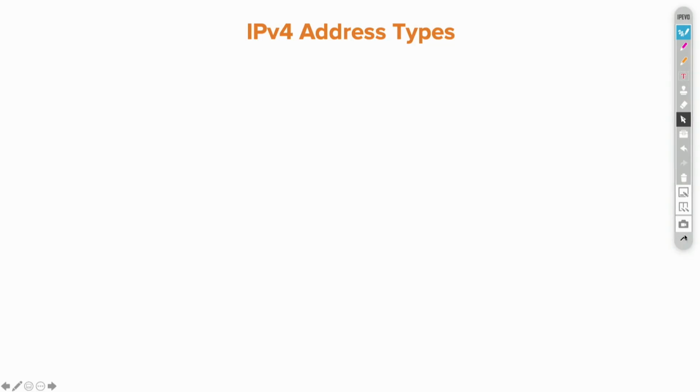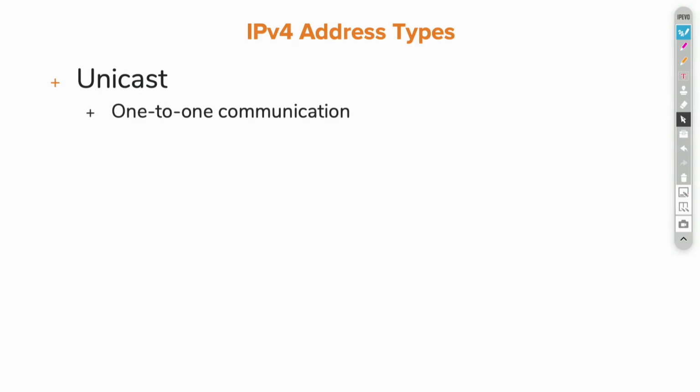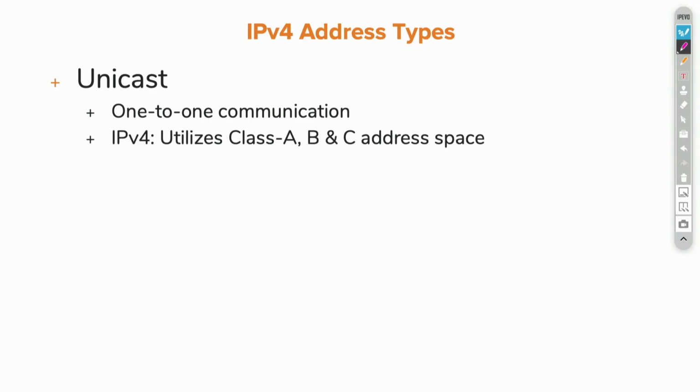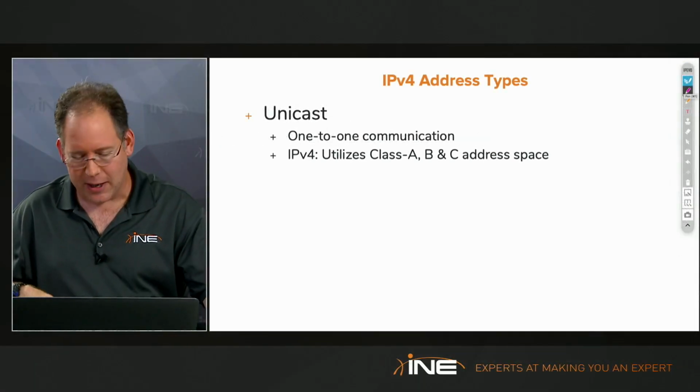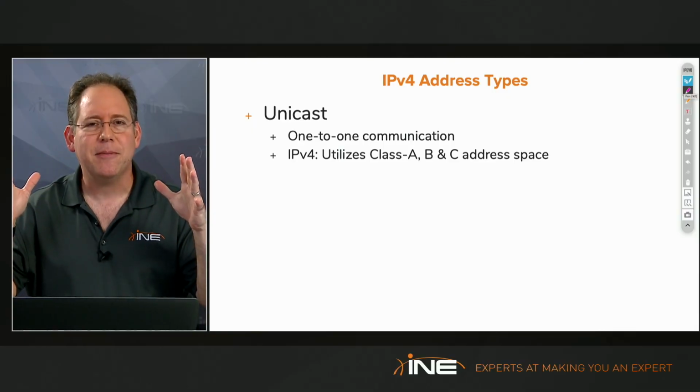Okay, so let's talk about different types of IP addresses. Most IP addresses are what we call unicast addresses, and these are used for one-to-one communication. These utilize addresses in the class A, B, and C space. You say, wait a second, Keith, you just told me we're not supposed to think about A, B, and C anymore. All right, let's talk about that.